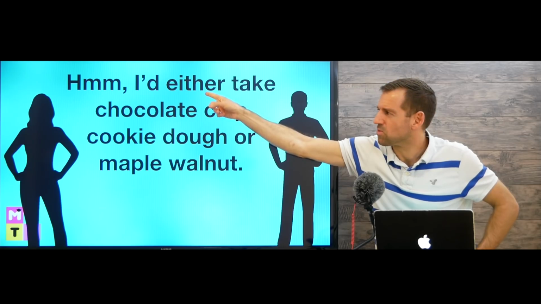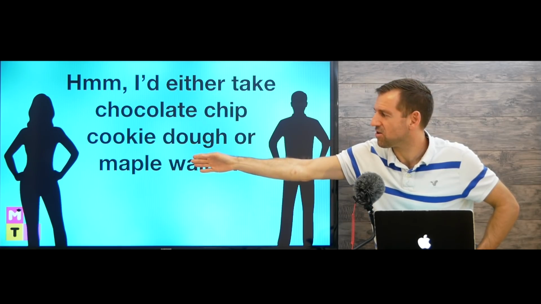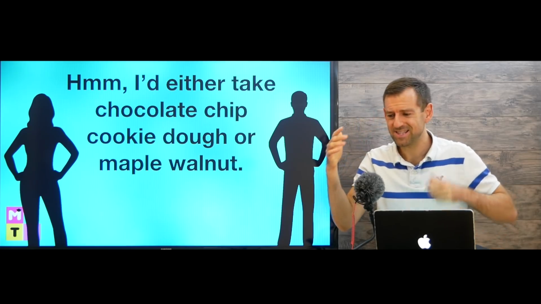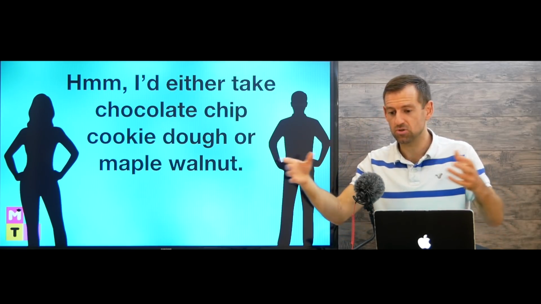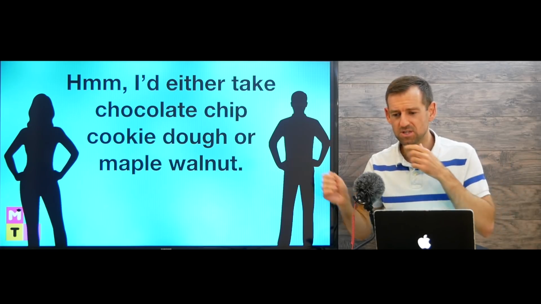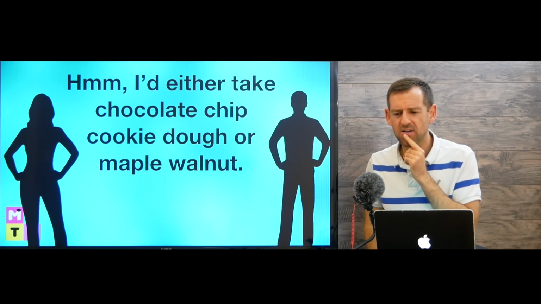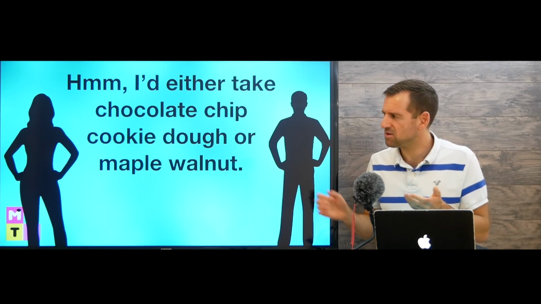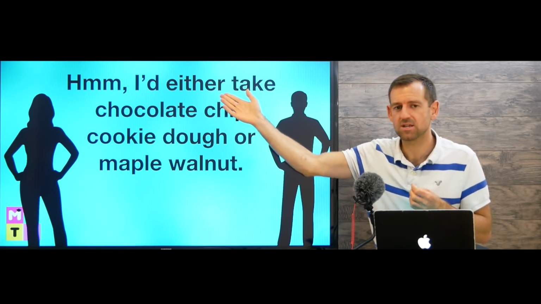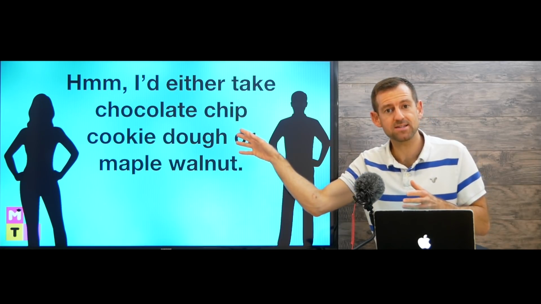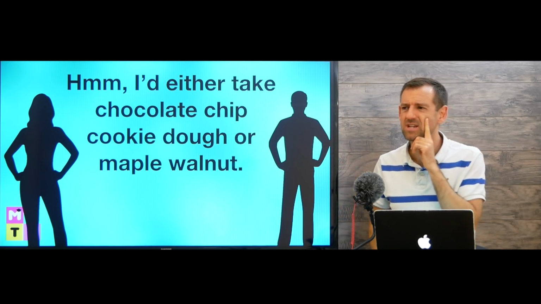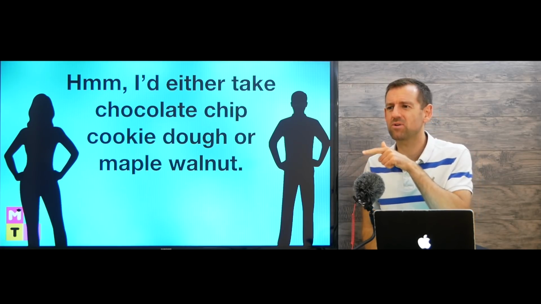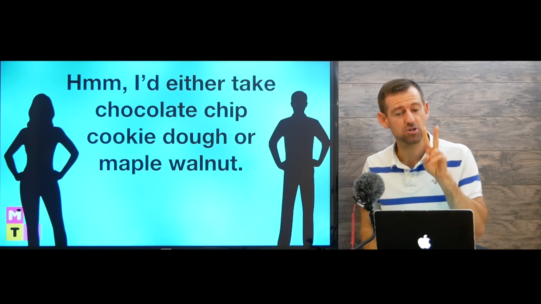Okay, now look at this word here, either. She could use this word even if there are more than two. Like, let's say they're at a store and she's looking at all the options. She could say, I'd either take chocolate chip cookie dough, maple walnut, mint chocolate chip, or maybe vanilla. Okay, so sometimes with this word, it's more than one. In a situation like this, when you're trying to think about it, I'd either take that one or that one or that one or that one. So it doesn't just need to be two options.